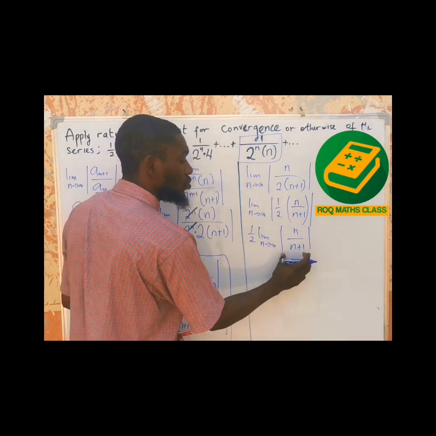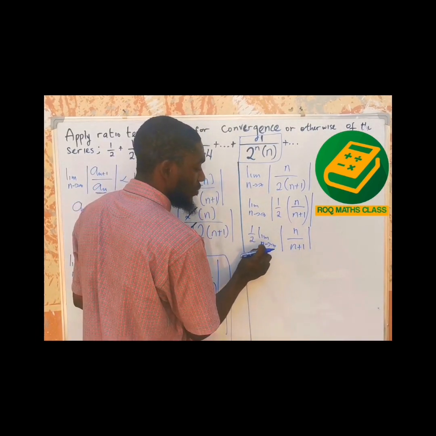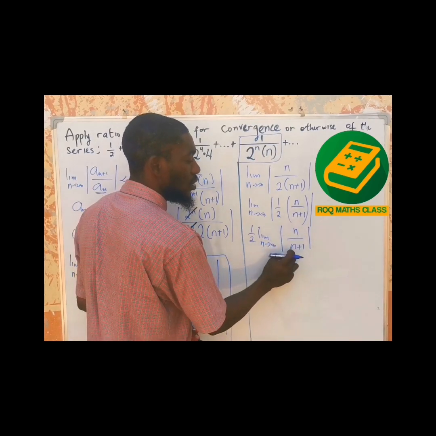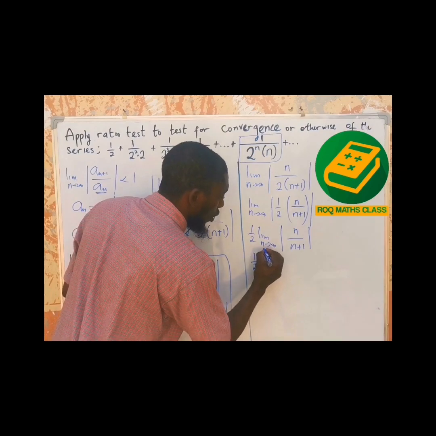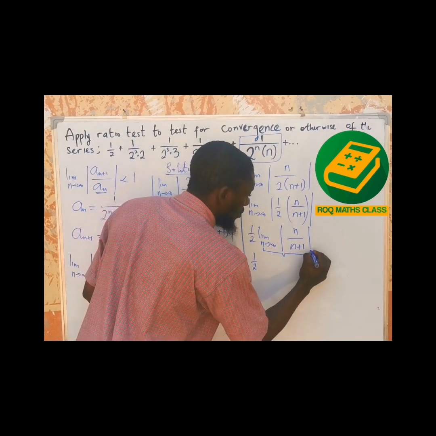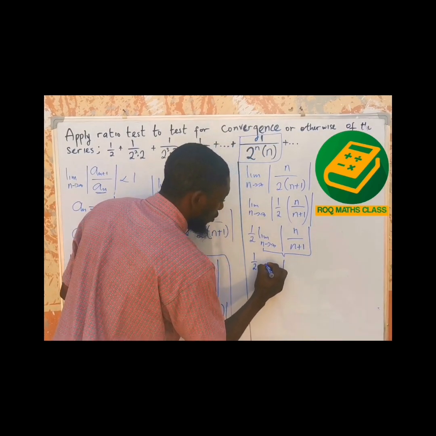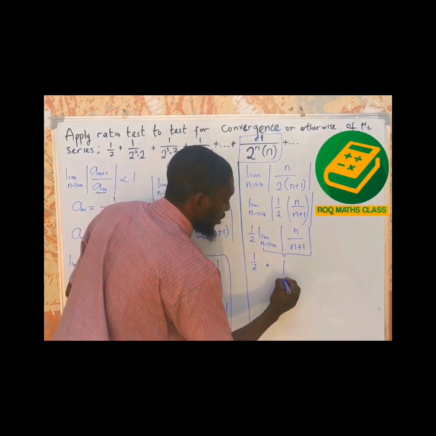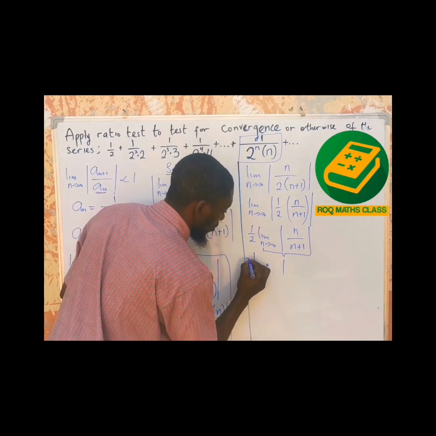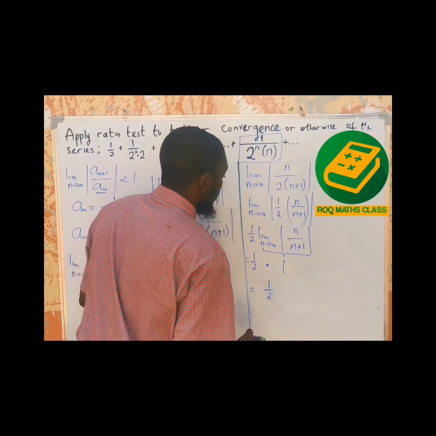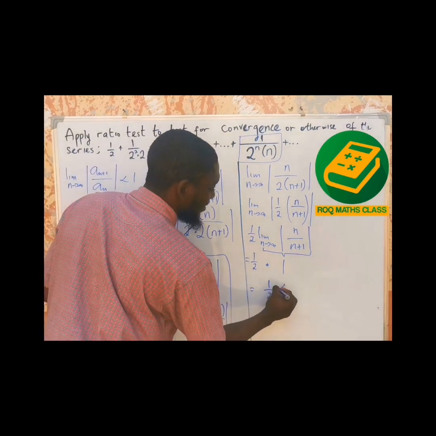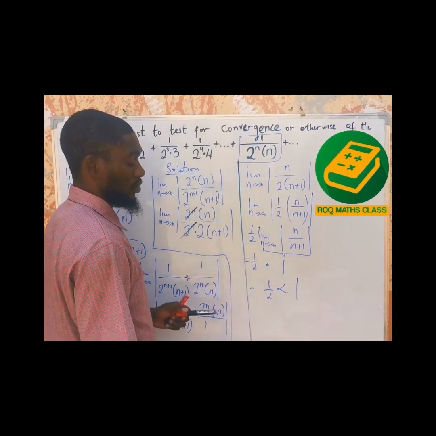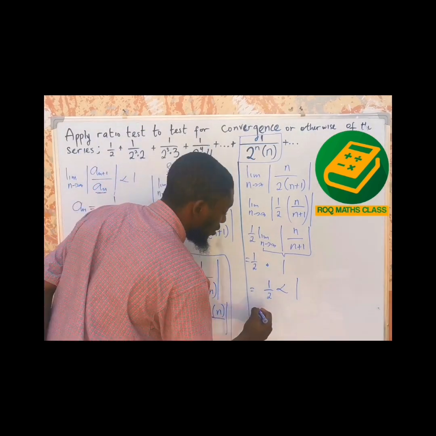By applying the limit as n approaches infinity to this absolute, we are going to have 1. So 1 over 2, after applying my limit, times 1 is the same thing as 1 over 2. Since the limit of a_(n+1) over a_n is less than 1, the series converges.